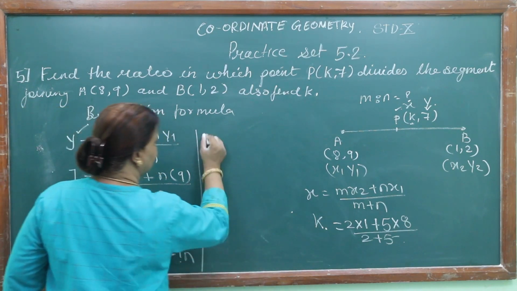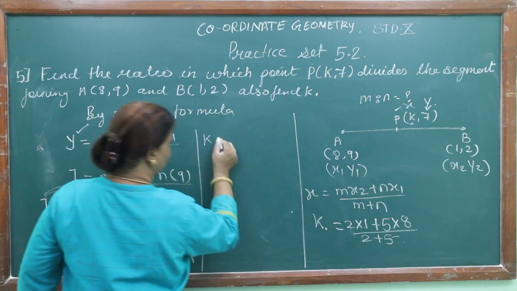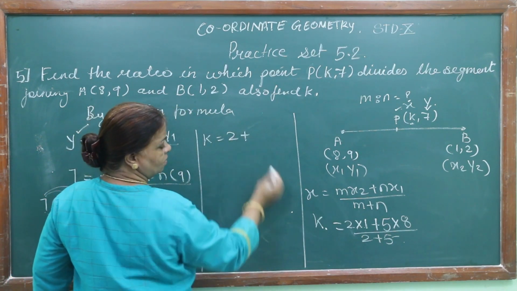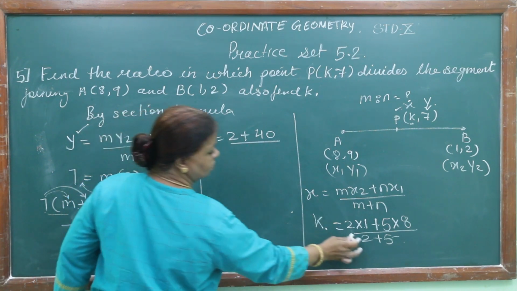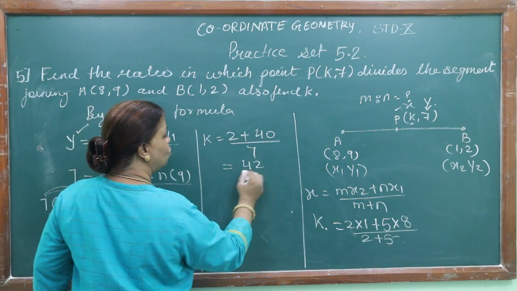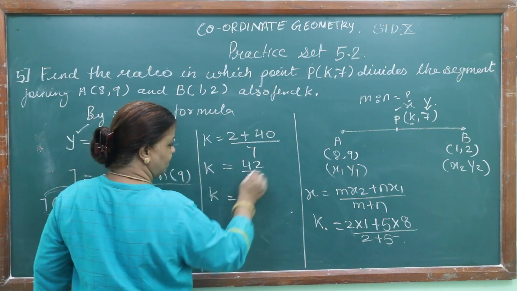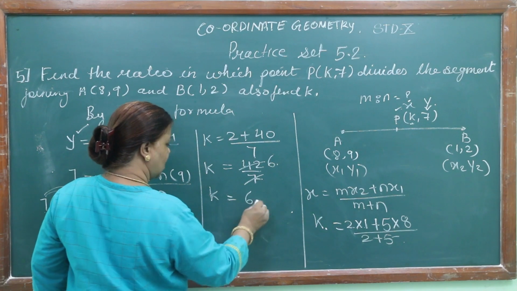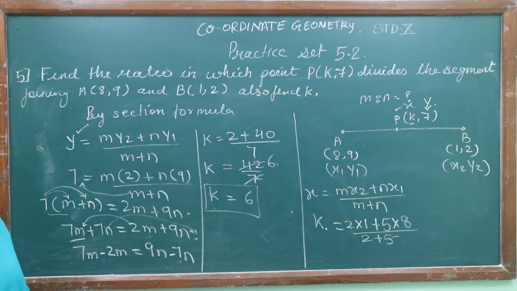So we will get K equal to 2 plus 40 upon 7, that is 42 upon 7. K will be equal to 6, since 7 sixes are 42. K is equal to 6. So pause the video and solve the sum, children.